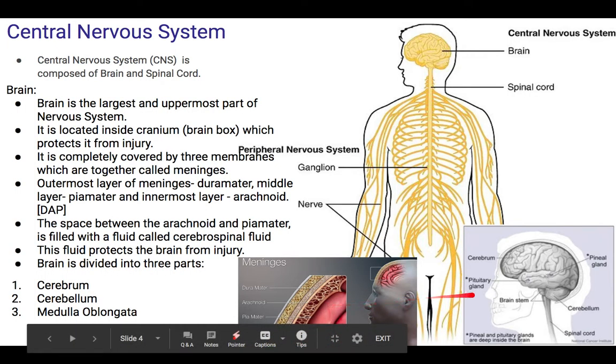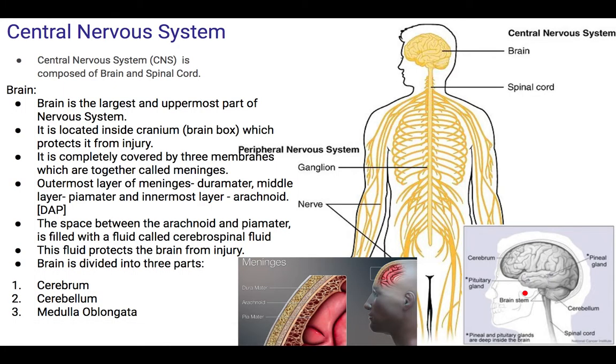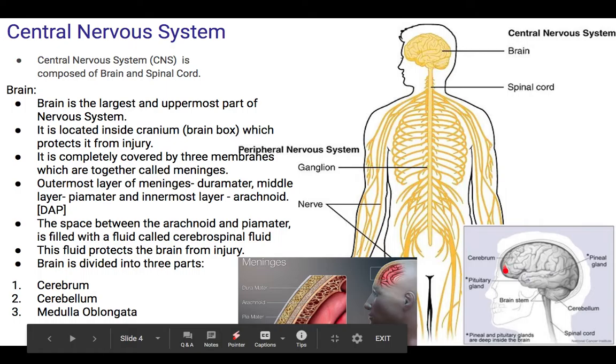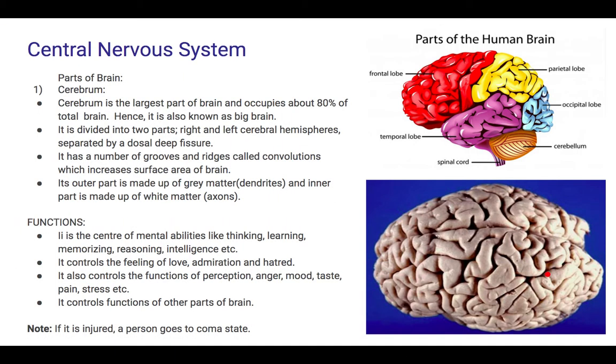If we go to different parts of brain, then our brain is basically divided into three parts. The largest part of the brain is called cerebrum, and this posterior part of brain is called cerebellum, and this brain stem part of the brain is called medulla oblongata. So in general, brain is divided into three parts.